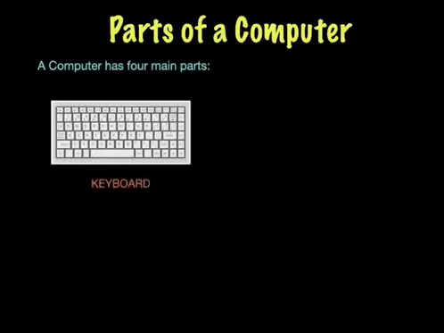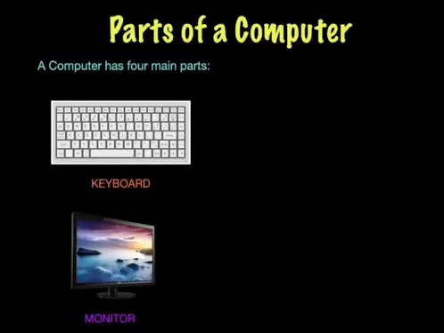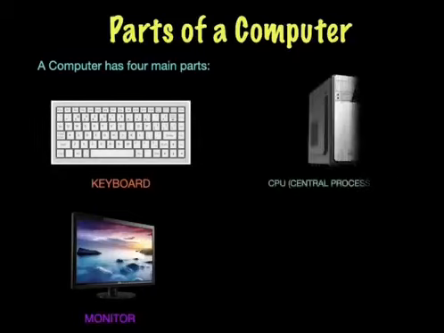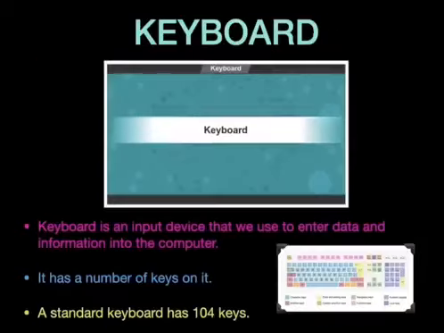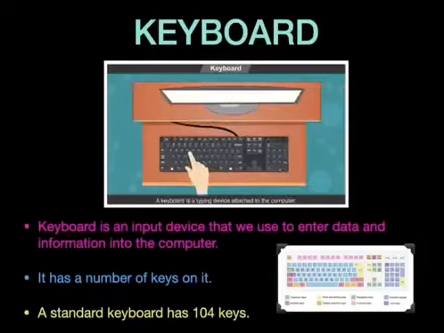First one, keyboard. Second, monitor. Third, CPU. CPU stands for Central Processing Unit. And last one is mouse. So now let's talk about keyboard.